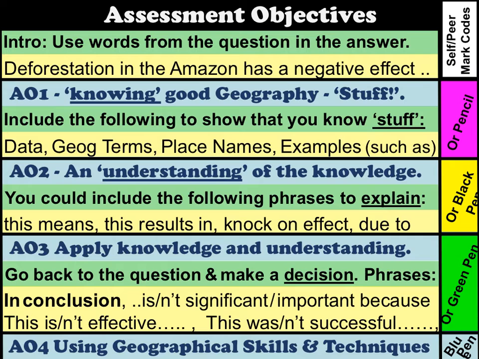Now you've written your answer, see if you can pick out your assessment objectives AO1, AO2, AO3. So AO1, knowing good geography, just stuff: data, examples, geography words, place names. AO2, do you understand the stuff? So this means that, this results in, a knock-on effect of this is, because, so or due to. That shows that you understand it. AO3, can you apply the knowledge, can you make a decision? So words like significant, important, effective and successful.